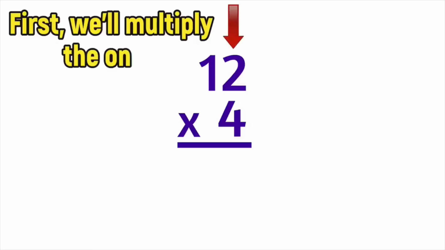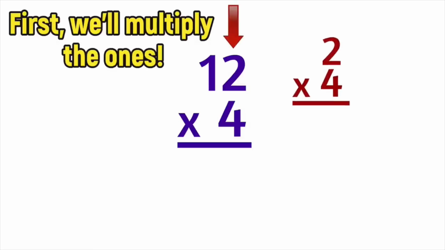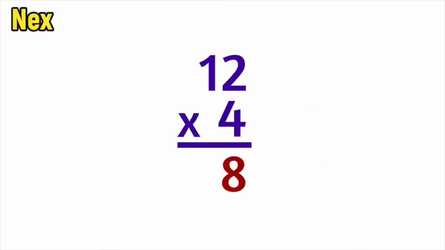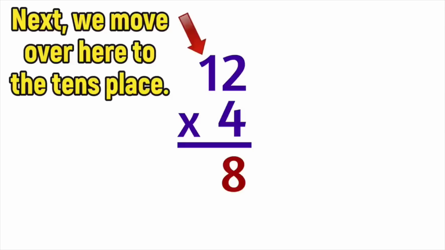First, we'll multiply the ones, so we'll multiply 2 times 4. What is 2 times 4? 8. Yes, we put the number 8 here under the ones because we were multiplying the ones place. Wonderful. First step down. Next, we move over here to the tens place. We're going to multiply across. 1 times 4. Because we're multiplying the 10 spot, this is really 10 times 4. What is 1 times 4?